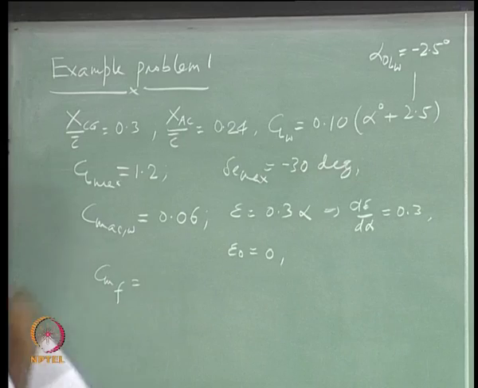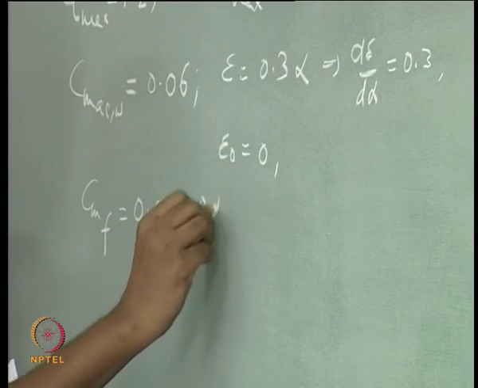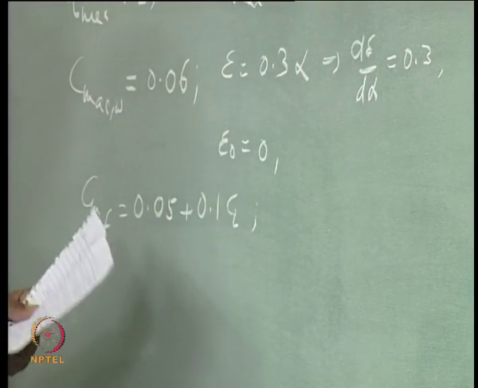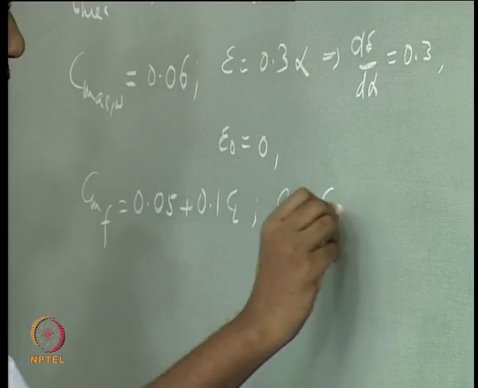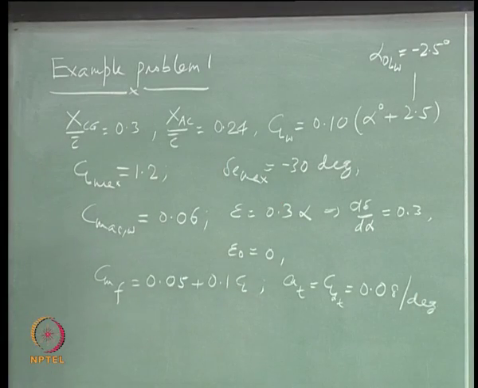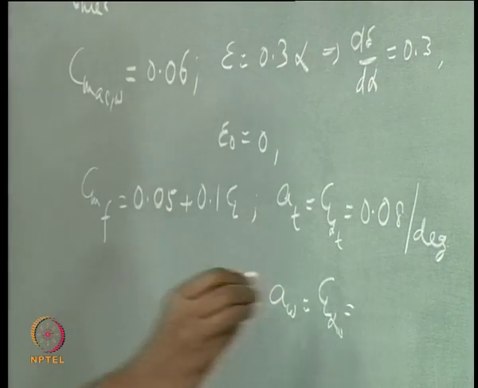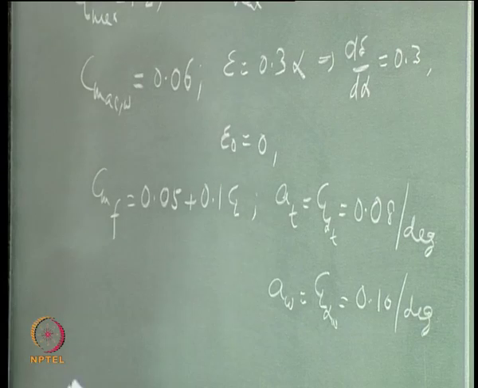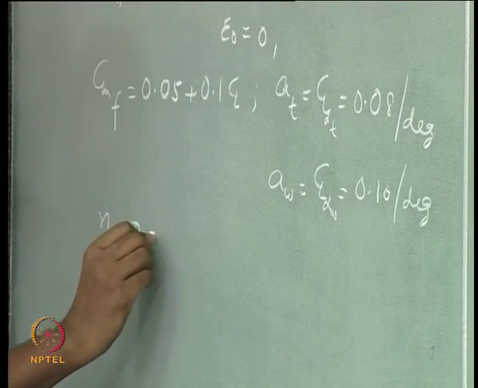Okay, Cm due to fuselage, lift curve slope of the tail, and lift curve slope for the wing you can find out from here, right, and this eta, which is the ratio of the dynamic pressures, is given as 0.9.